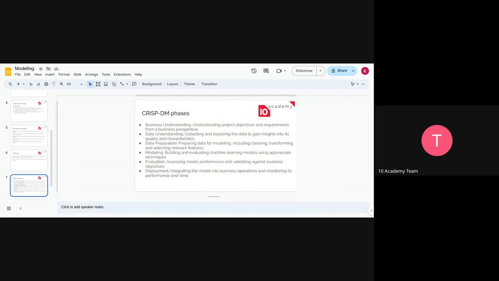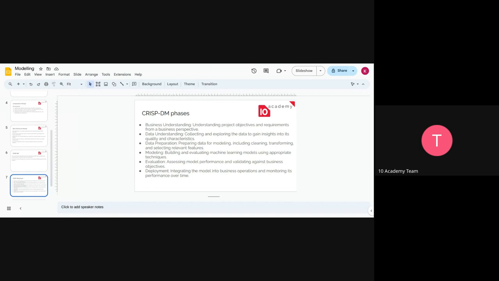So modeling consists of just building and evaluating models using the appropriate technique. So still here, you have a lot of models. Choosing the right one, there are ways you can do this. But just by understanding your data and by understanding what you're going to do, you can choose the right type of model. And then the evaluating, so assessing the model performance and validating it against the business objective.